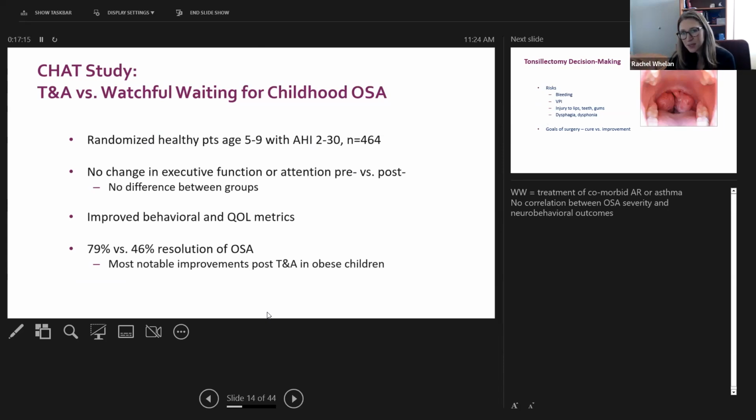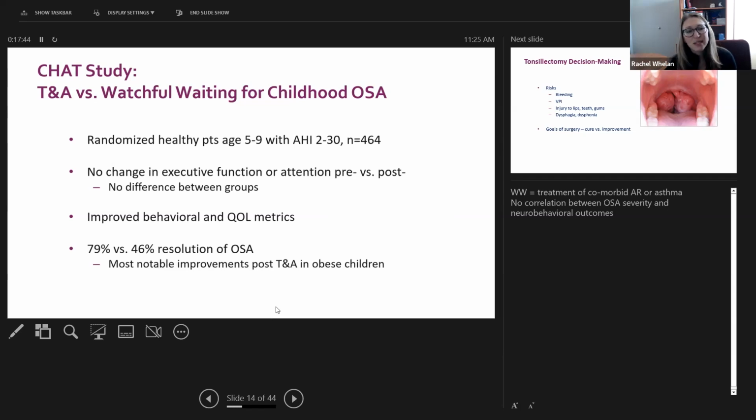And then everybody got sleep studies at 6 months post. Interestingly, there was really not a huge difference in terms of the primary outcome measures between the children that had watchful waiting versus the children with upfront surgery. The primary outcome measures were executive function and attention testing. There was really no difference between groups. Everybody, interestingly, tended to get a little bit better.